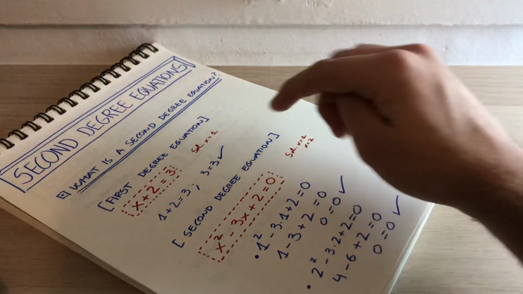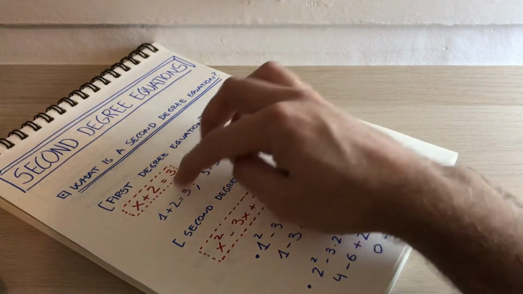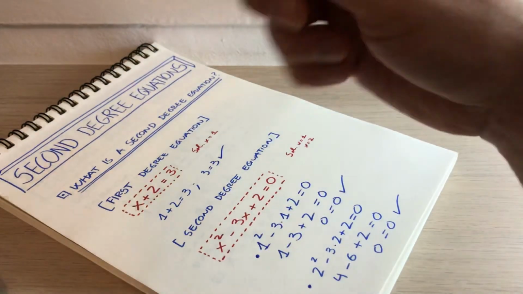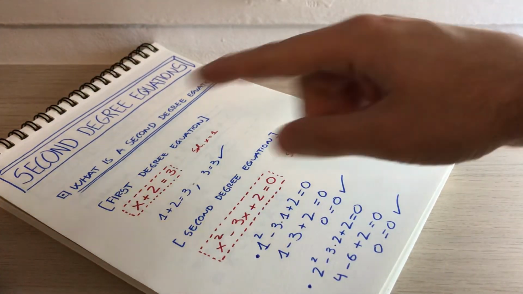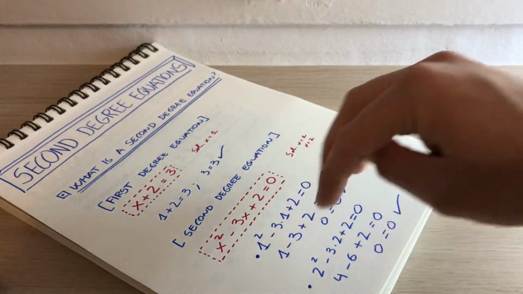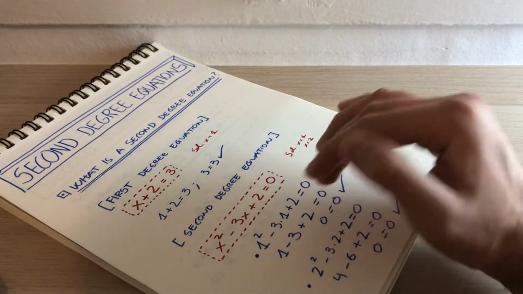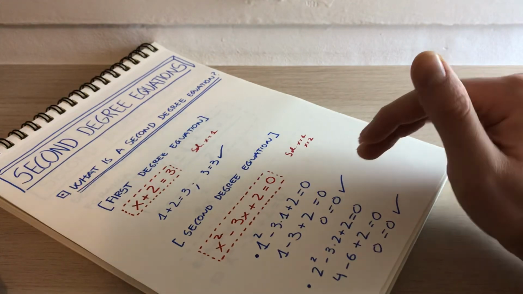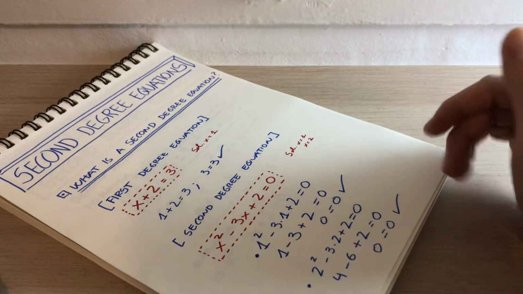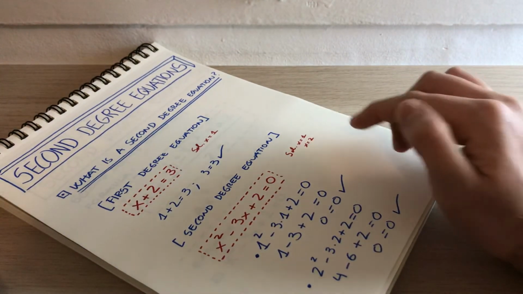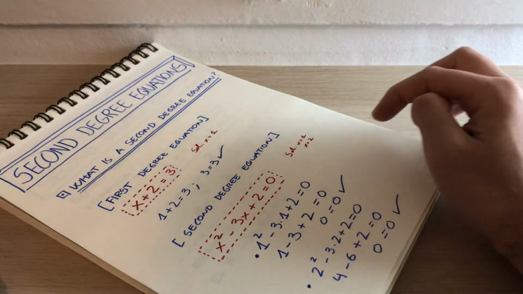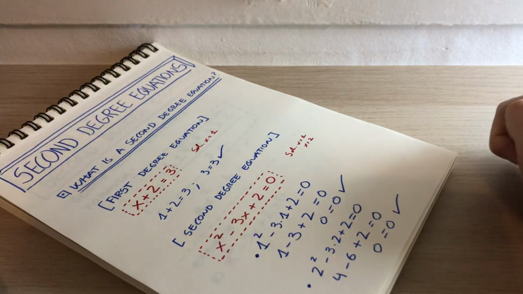And as I said, for first degree equations, we need to use the balance method, as we have been doing the last week, the previous week. And then for this one, we are not going to be using the balance method, we are going to use a new method, which is a formula. And in the next video, I'm going to explain how to use that formula and how to find these two solutions for a second degree equation.